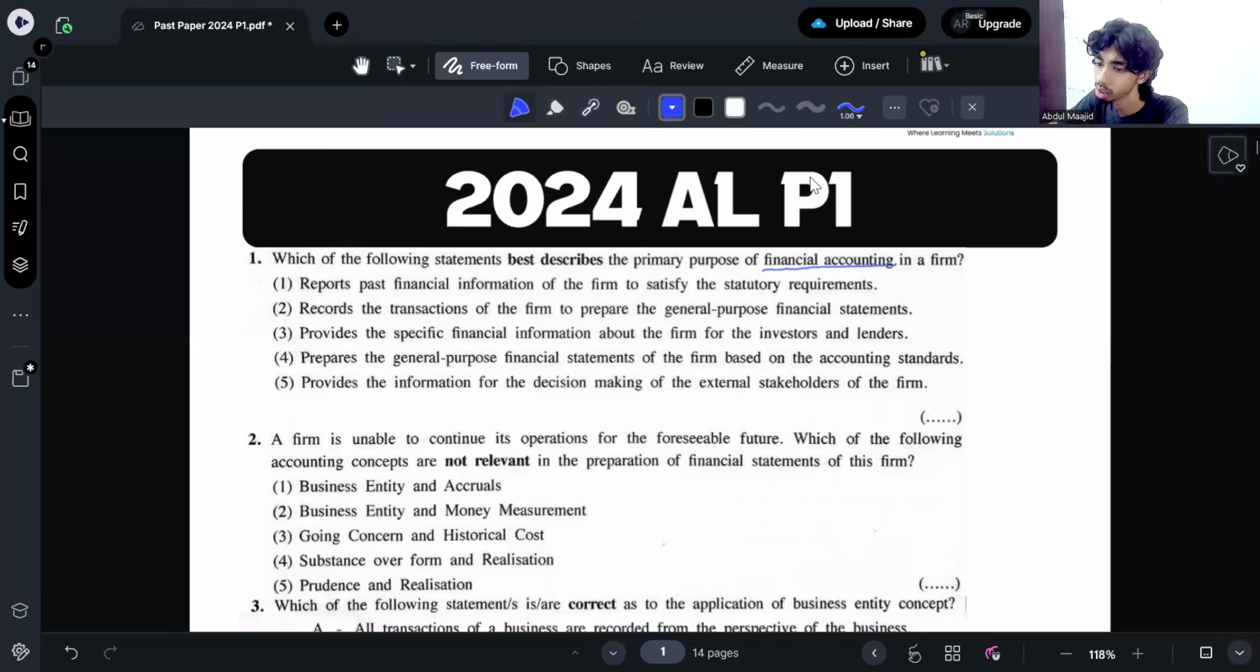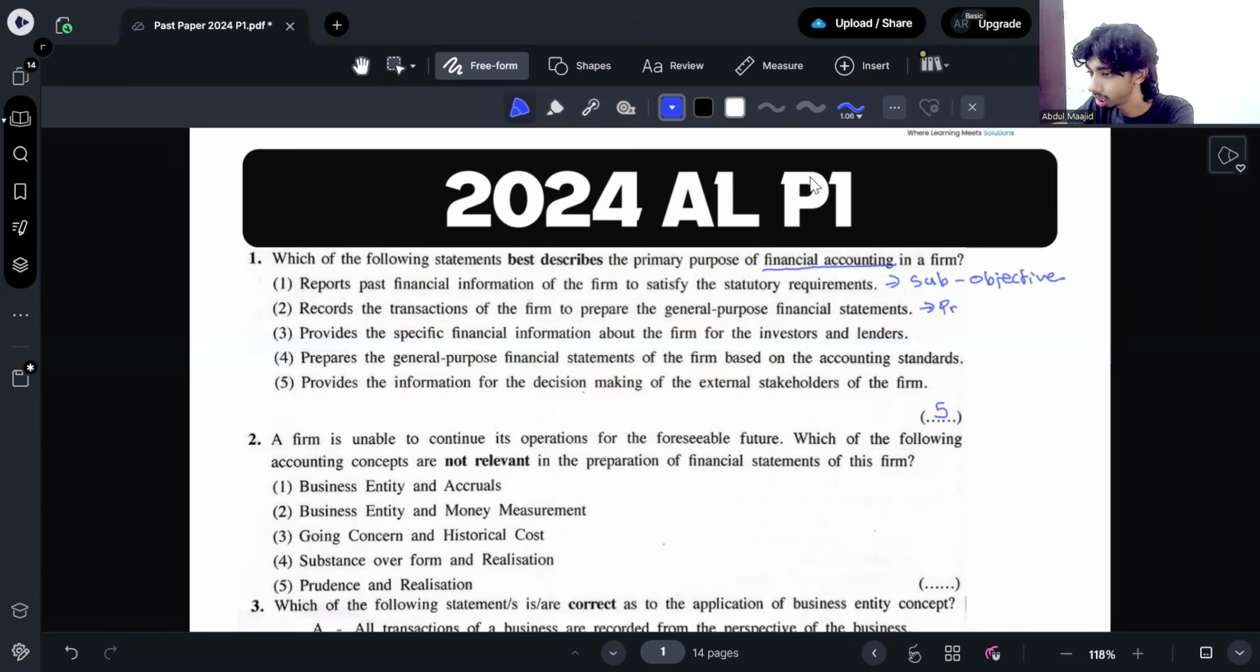Now here, that's the fifth answer. Provides the information for the decision making of the external stakeholders of a firm. So answer number 5. Now, if you look into the other answers, reports past financial information of the firm to satisfy statutory requirements. That means legal requirement. That is a sub-objective of financial accounting.